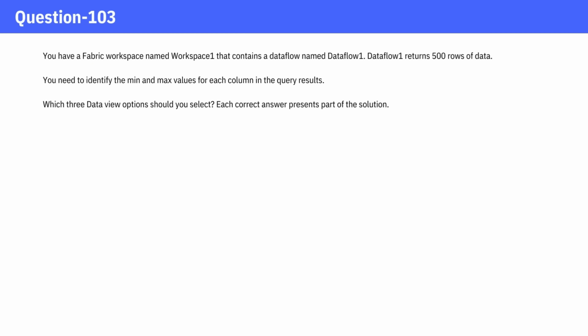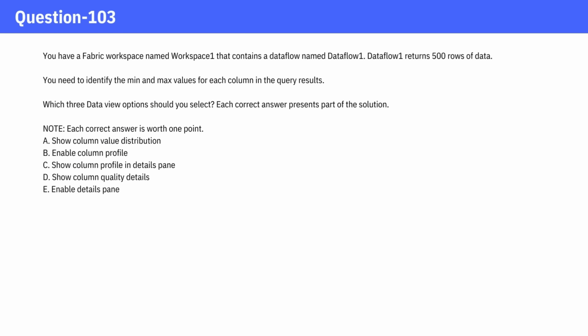Question 103. You have a Fabric workspace named Workspace 1 that contains a Dataflow named Dataflow 1. Dataflow 1 returns 500 rows of data. You need to identify the minimum and maximum values for each column in the query results. Which 3 data view options should you select? Each correct answer presents part of the solution.